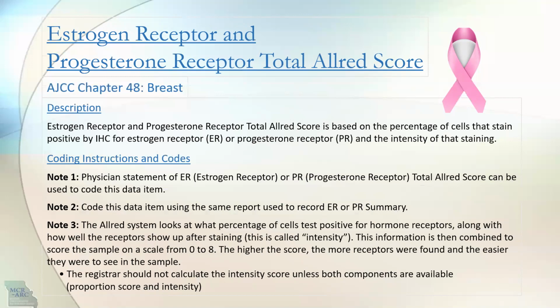The Allred system looks at what percentage of cells test positive for hormone receptors, along with how well the receptors show up after staining. This is called intensity. This information is then combined to score the sample on a scale from 0 to 8. The higher the score, the more receptors were found and the easier they were to see in the sample. If the pathologist does not document the Allred score, the registrar can calculate it provided the percent positive and the intensity score are both available.